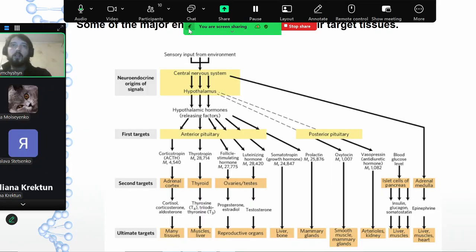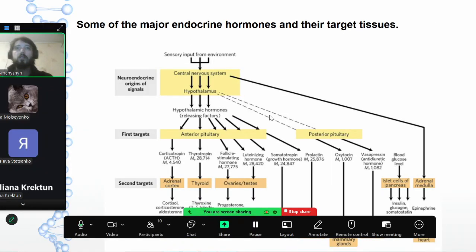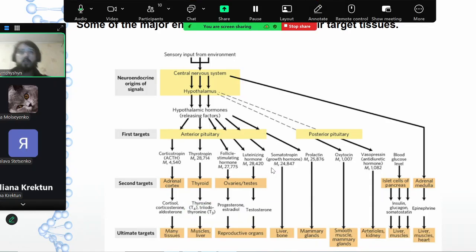And the last slide shows different hormones, their primary and secondary targets, and how they influence everything in the body. Once again, I don't see any reason to go through each of these pathways. You can just look at this table and get the idea.